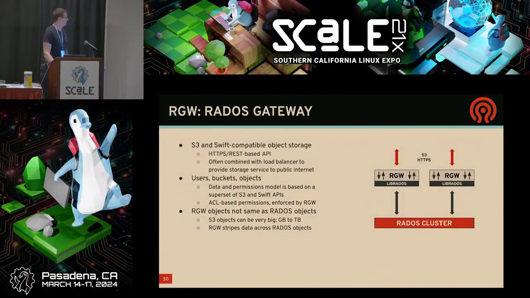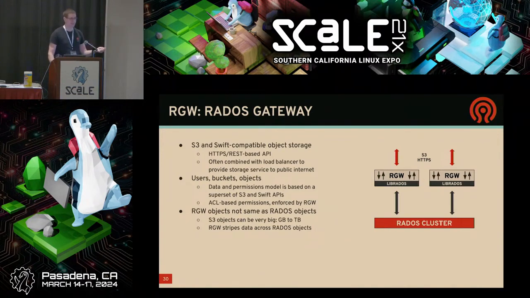So, RGW is itself an object store, so it makes sense to put it on top of an object store. This system speaks S3 and Swift. These are HTTP interfaces, or RESTful APIs. And the RADOS Gateway is another one of the daemons. You run it either co-located, depending on your system architecture desires. You can run it co-located with a monitor or with an OSD, or you can run it on its own servers. You will likely stick a load balancer, HAProxy, or something else in front of it so that you only have one point for your end users to talk to.